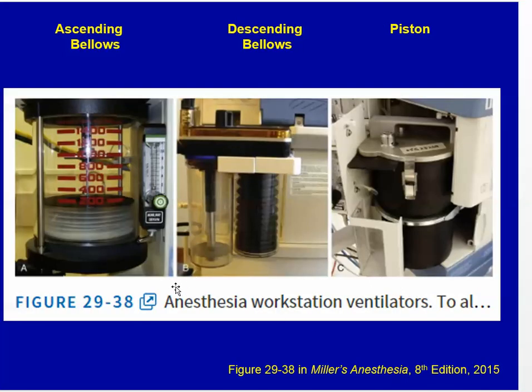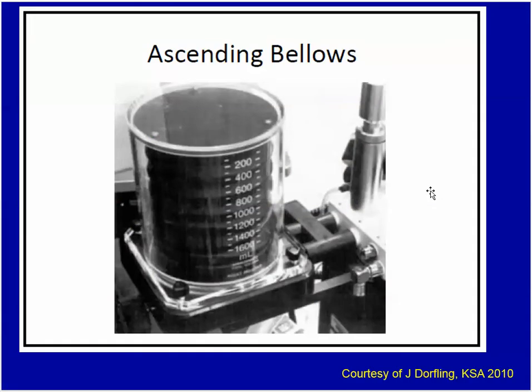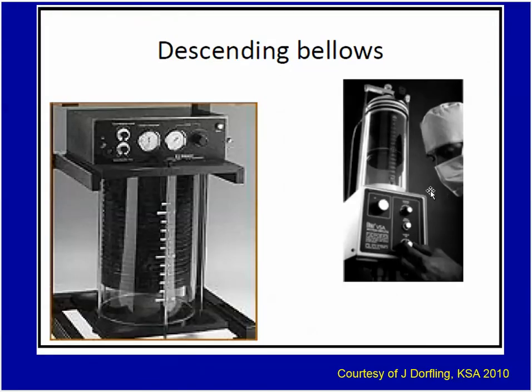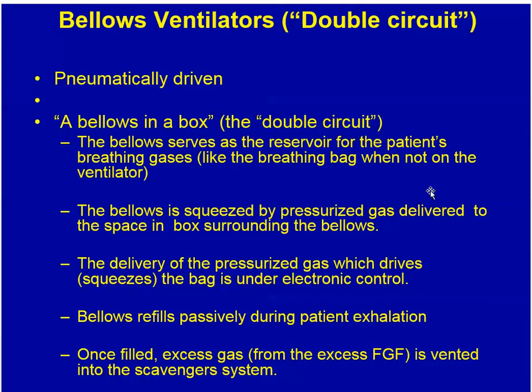These are some pictures showing the so-called ascending bellows, which is what we commonly use right now, descending bellows, and a piston ventilator. Again, a picture of ascending bellows and descending bellows, which are rarely used anymore.